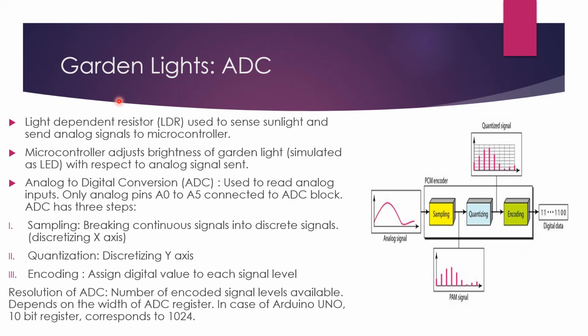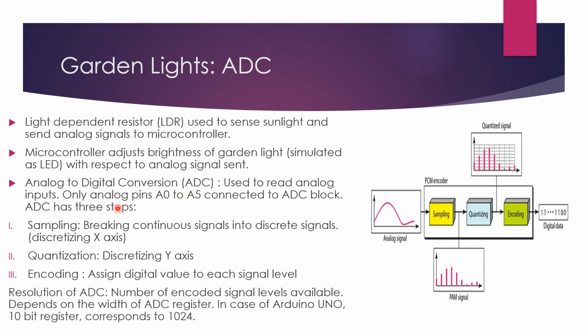So, first things first, garden lights. To control the garden lights, first we need to take an input from the sunlight detector. We are using the light dependent resistor for this, and this is used to sense sunlight and send analog signals to the microcontroller. The microcontroller adjusts brightness of garden light with respect to the analog signal sent. But how can a digital microcontroller read an analog signal? To resolve this, we use the ADC or analog to digital conversion technique.